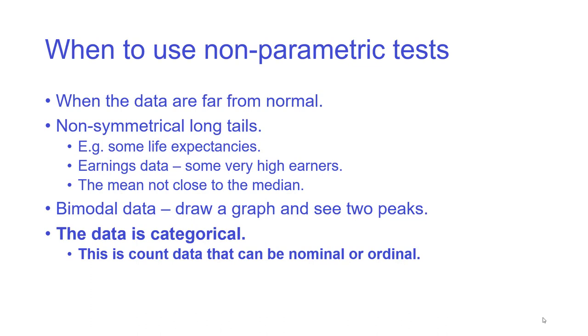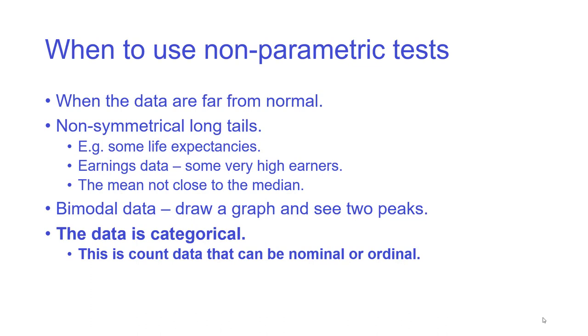So when do we use non-parametric tests? We use them when the data is very far from normal. That means you've got long tails in your data and they're not symmetrical. It can be about life expectancies in cancer, for example. Earnings data, you have billionaires and very high earners, so the mean is not very similar to the median. You can also have it when you have bimodal data, where you could draw the histogram and you see 2 different peaks.